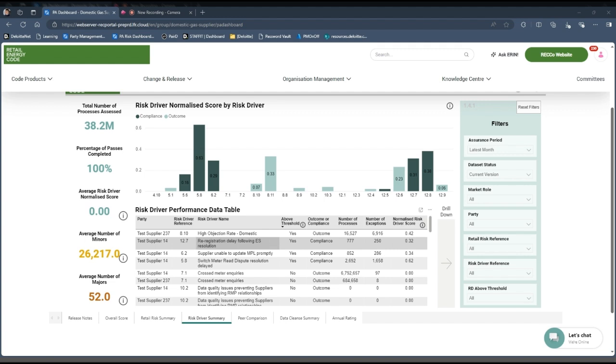The key things I as a party would like to pay attention to in cases where I'm not above the threshold, but scoring highly, is similarly whether it's been a sudden spike or a consistent level of performance in terms of both risk driver score and the number of exceptions. And this will direct my investigation.